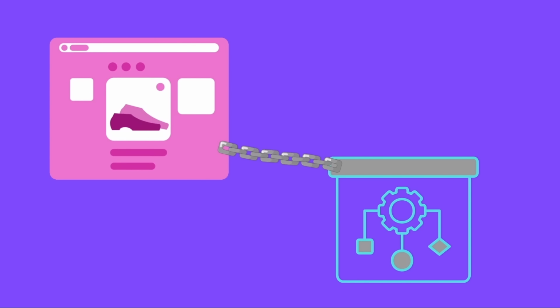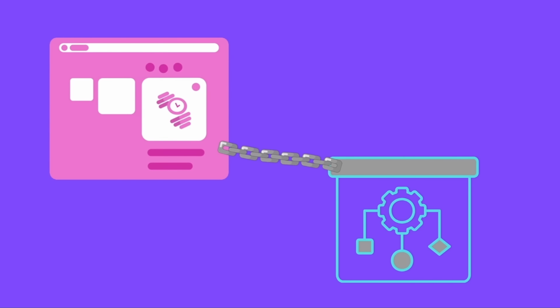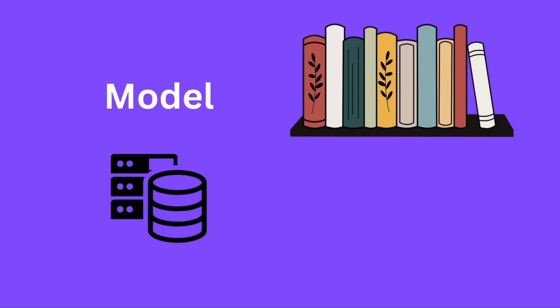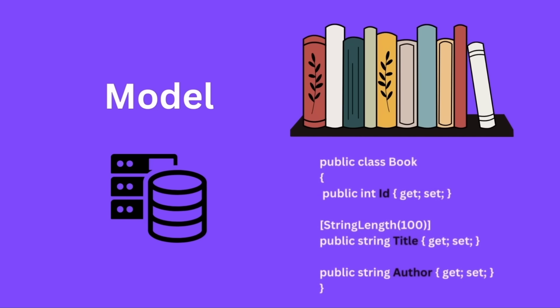Now let's see each of these components in more detail. The model in MVC represents the information or the data the application operates on, and handles the logic for processing this data. For example, if you have an application for managing books in a library, the model would represent the data about the books and the rules for adding, updating, or removing books from the collection.